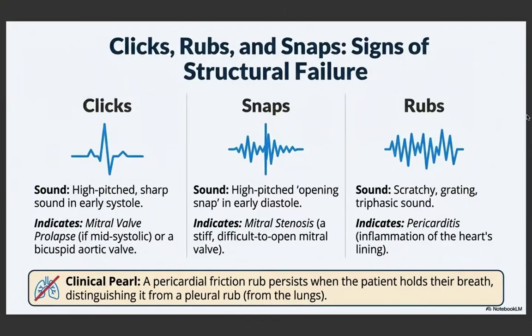Okay, so clicks, snaps, and rubs. Clicks are a high-pitched, sharp sound, like if you have a mitral prolapse. Snaps are a high-pitched opening. It literally sounds like a snap, because it's pushing a lot of pressure onto that incompetent valve and forcing it to open, like in mitral stenosis. And then rubs are a scratchy sound. It really sounds like your hands are being rubbed together, and that's pretty indicative of pericarditis, that inflammation of the lining around the heart.